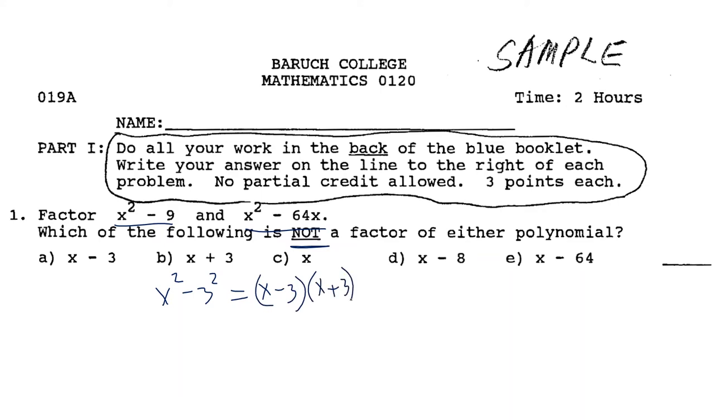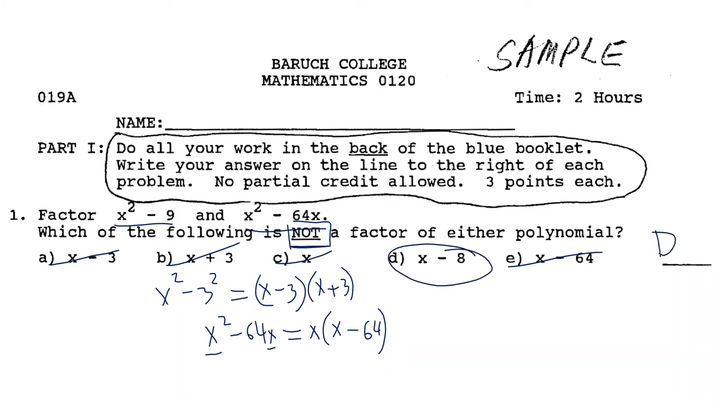Now, the second one is also a difference, but it's not a difference of squares, it's just a difference, because 64x is not a perfect square. So here I can see that the common factor is x. If I factor that out, it's going to be x minus 64. So now I got four different factors, and I have to eliminate them from the five multiple choices, because we're looking for which one is not a factor. So x minus 64 is one of them, x is one of them, x minus 3 and x plus 3 are also two of them. Therefore, the answer is D, x minus 8.